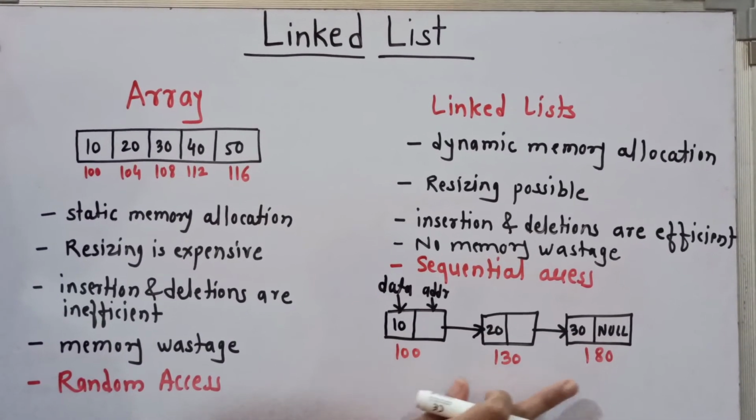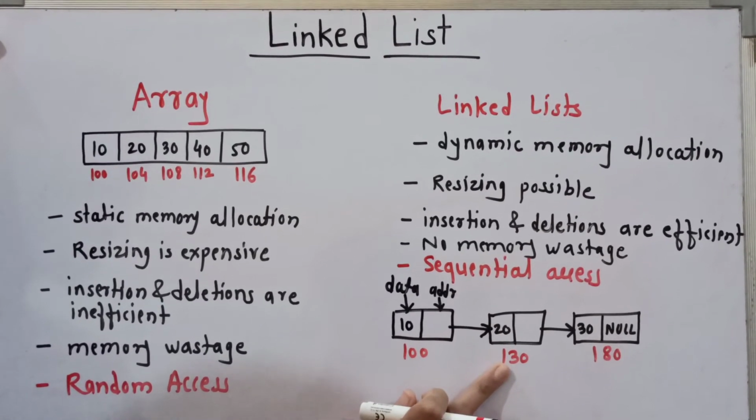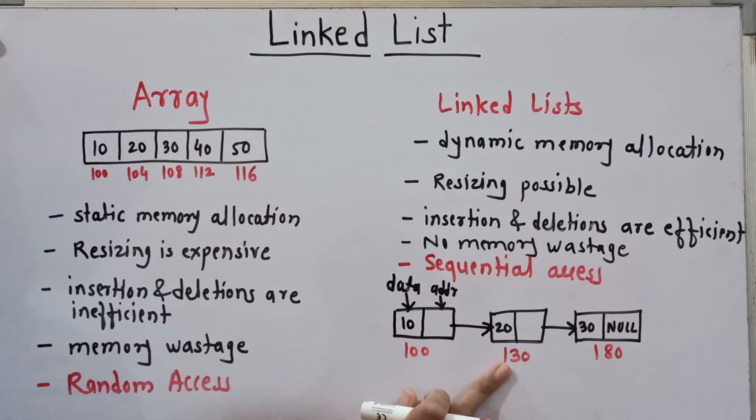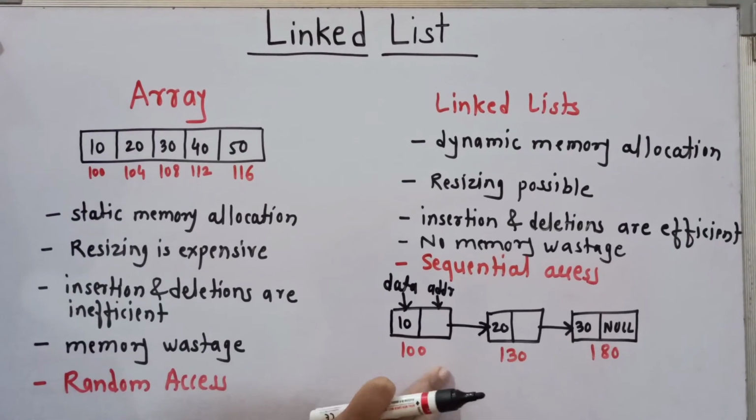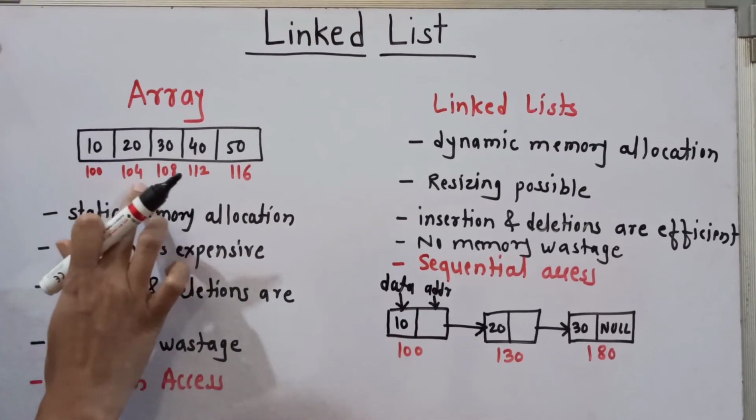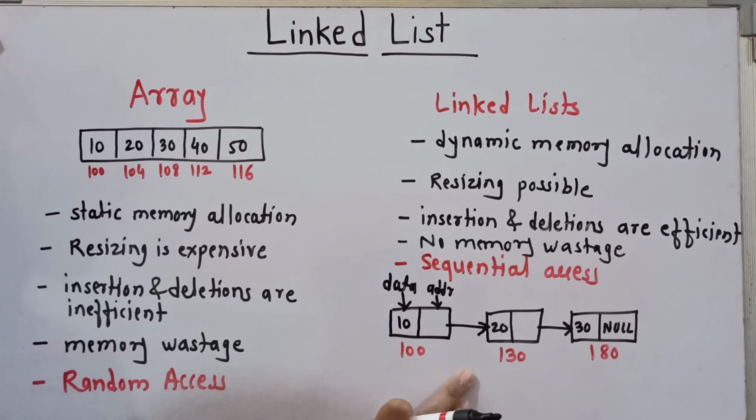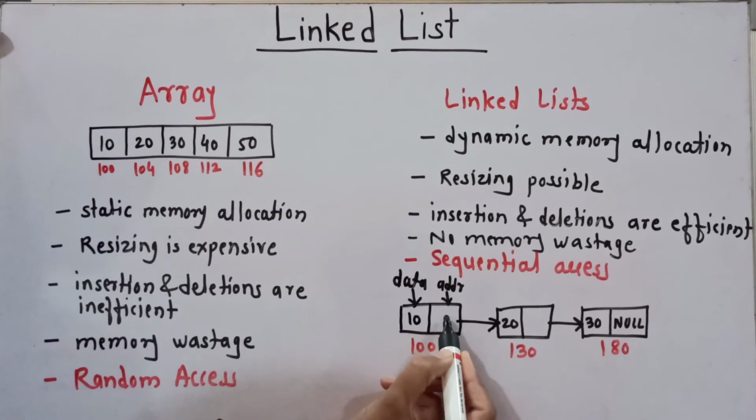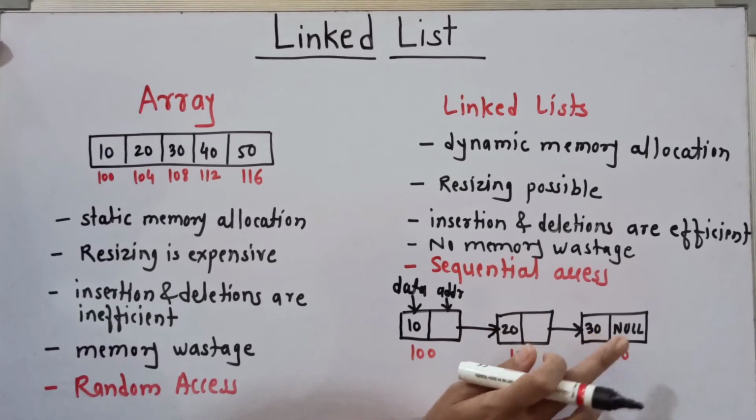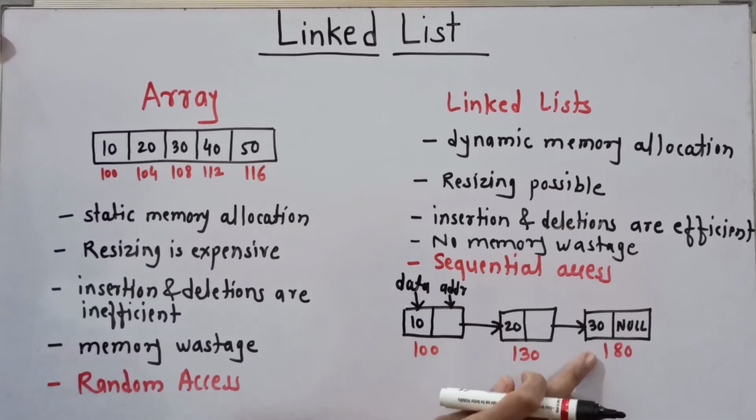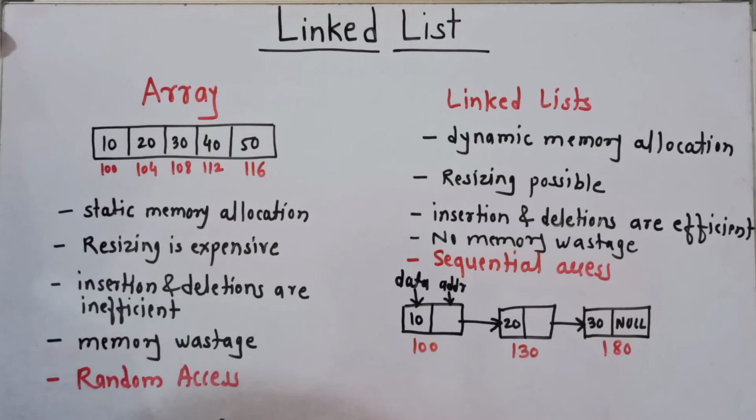If you see the address locations here, the first element is present at location 100, the second element is stored at the 130th location, and the third element is stored at location 180. This is the major difference between the array and the linked list. In an array, all elements are present in contiguous locations, but in the linked list there is no contiguous memory allocation. The address field tells us where the next element is stored in the list. That's why it is again called a linear data structure.